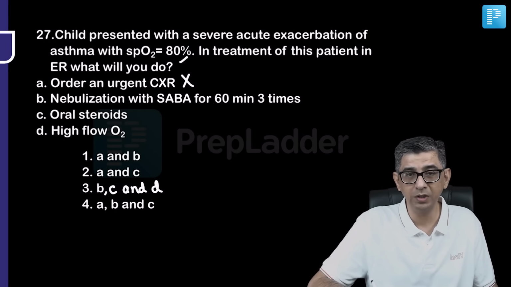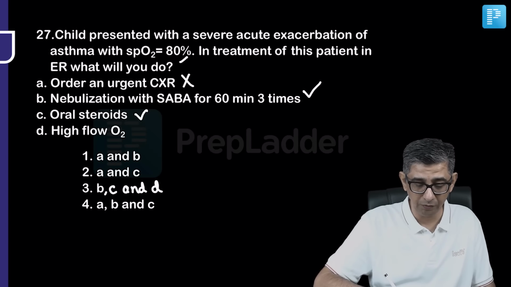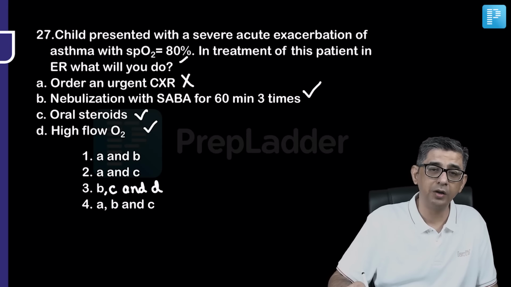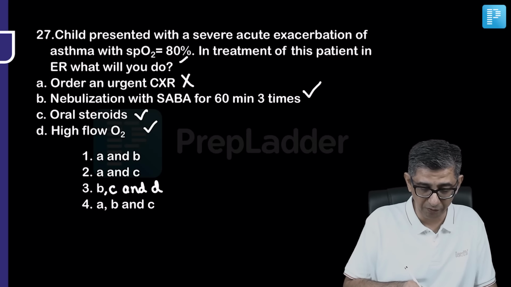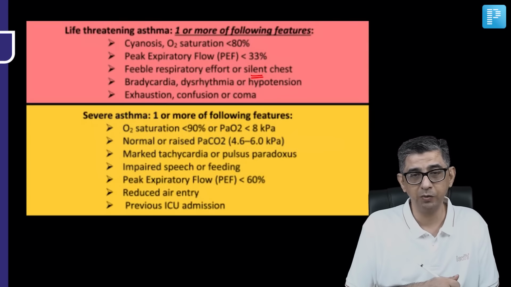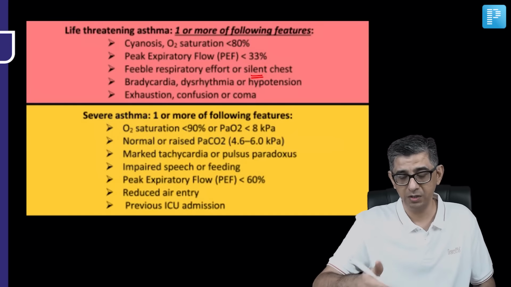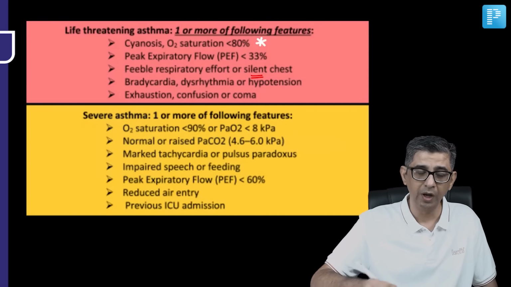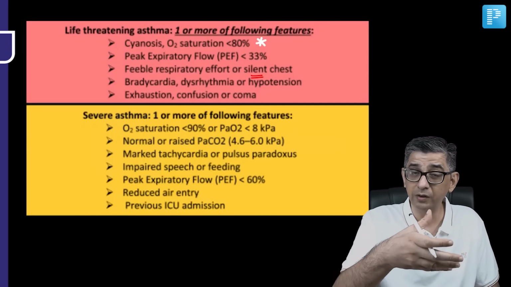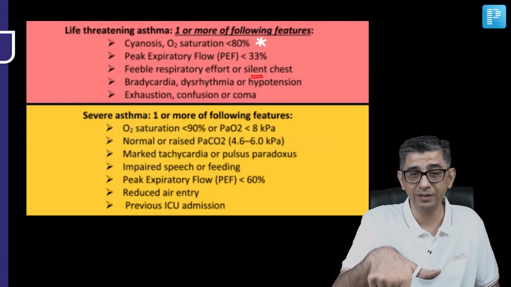You might do a chest X-ray in a patient, but routinely, you would straight away nebulize the patient, give steroids, and give high flow oxygen. Though I would like to show you a reference for the same as well. When would I say a patient is having life-threatening asthma? When any one of the following is present: the lips are turning blue, oxygen saturation is down to 80%, or peak expiratory flow rate is so bad that he can't even blow into the peak flow meter. PEFR is less than 33%.